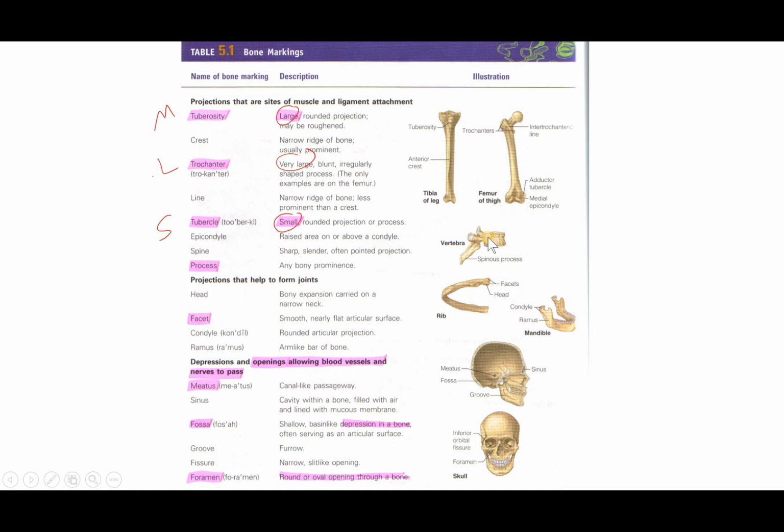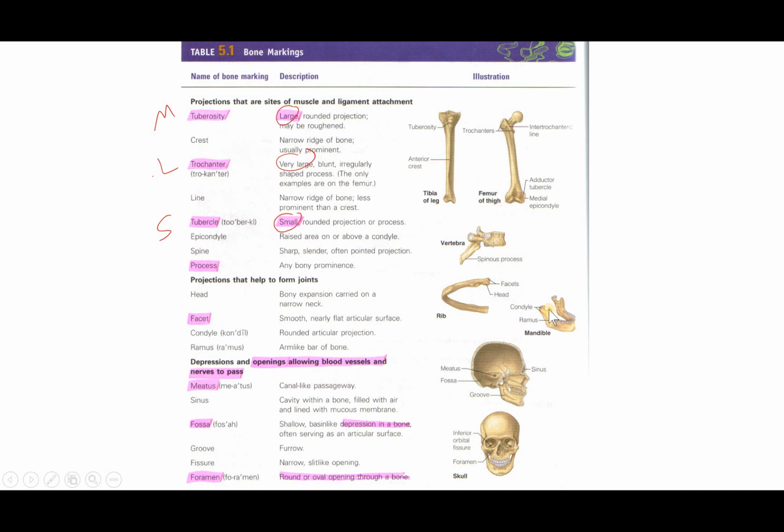So here's a facet there. This happens to be a costal facet on the vertebra, but we also have the superior and inferior articulating processes, and the flat, smooth surface is a facet. Okay, a condyle, a rounded articular projection, is a condyle.